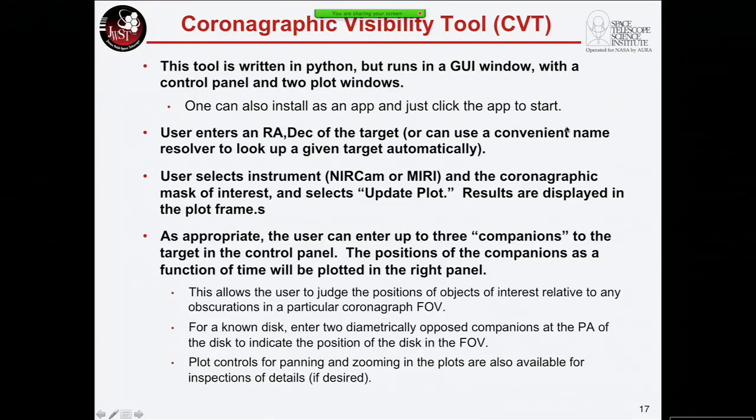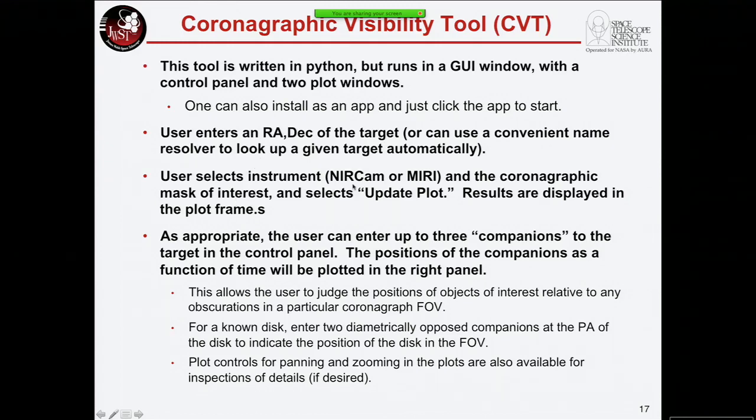The chronographic tool is really run by the GUI window. Once you enter the command that starts the tool, everything else is done in the GUI window. I'll show you that. It's got a control panel and 2 plot windows. You can actually install this as an app, just like APT. You click on the app and it opens up the GUI and away you go. You can either enter an RA and Dec, or this tool does have a convenient name resolver like APT does to enter the target, and it will find the coordinates from SIMBAD automatically.